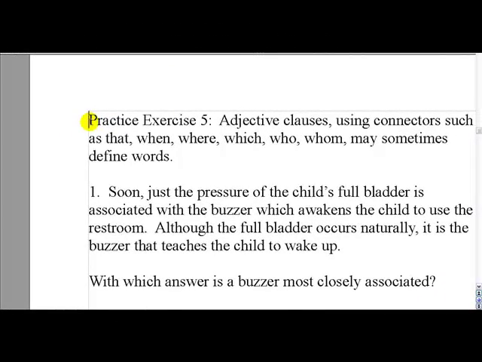Practice exercise 5. Adjective clauses using connectors such as that, when, where, who, whom may sometimes define words. Now this kind of goes back to another skill that we talked about, which is using appositives. The difference between an appositive and an adjective clause is that an appositive is an example of a reduced adjective clause. The connector has been omitted and the verb has been omitted. In either case, you're using the grammar to help you understand the meanings of words you're not sure about.